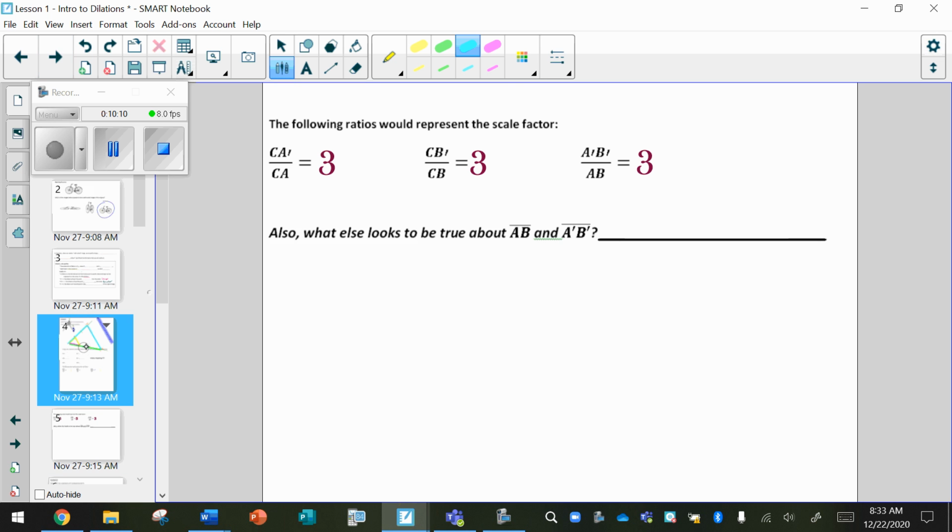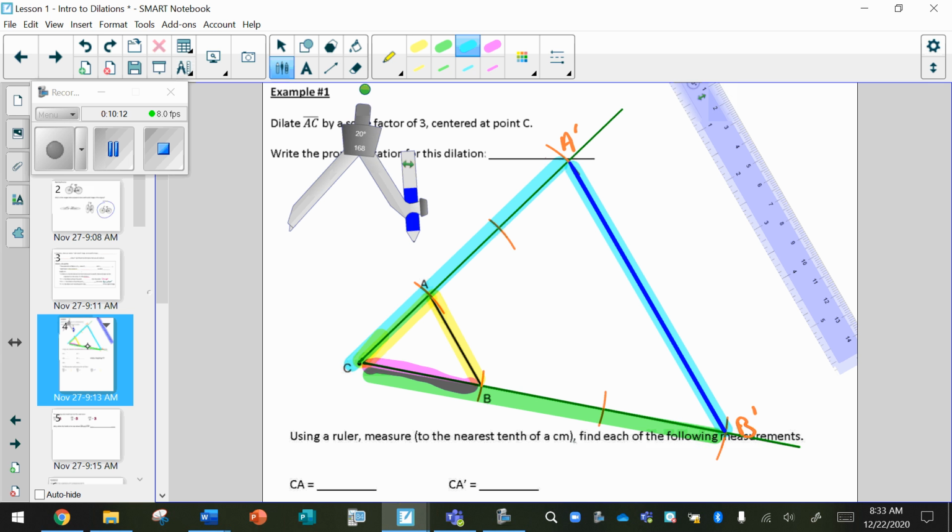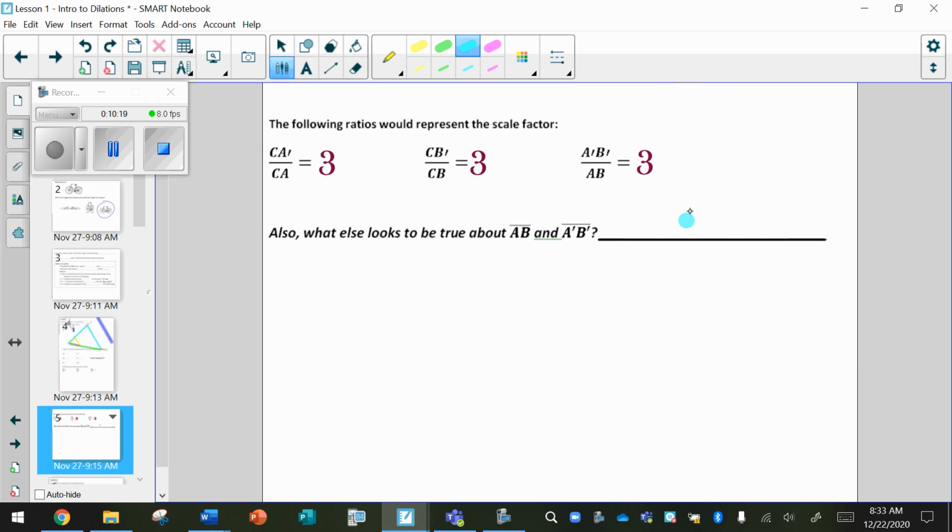What else do we notice about this diagram here? AB is the pre-image, and A prime, B prime the image. Well, they are parallel. So a dilation produces a figure that is a different size, either bigger or smaller, but all the corresponding sides are parallel from pre-image to image.